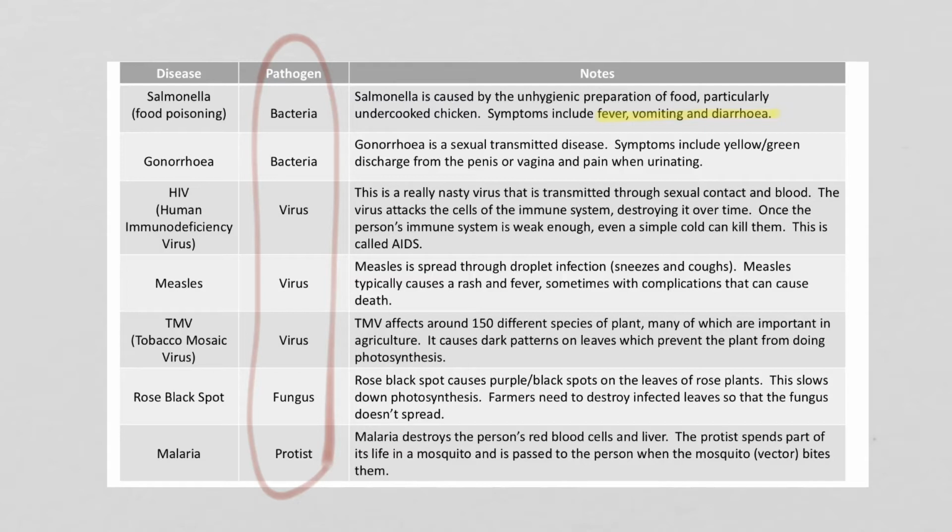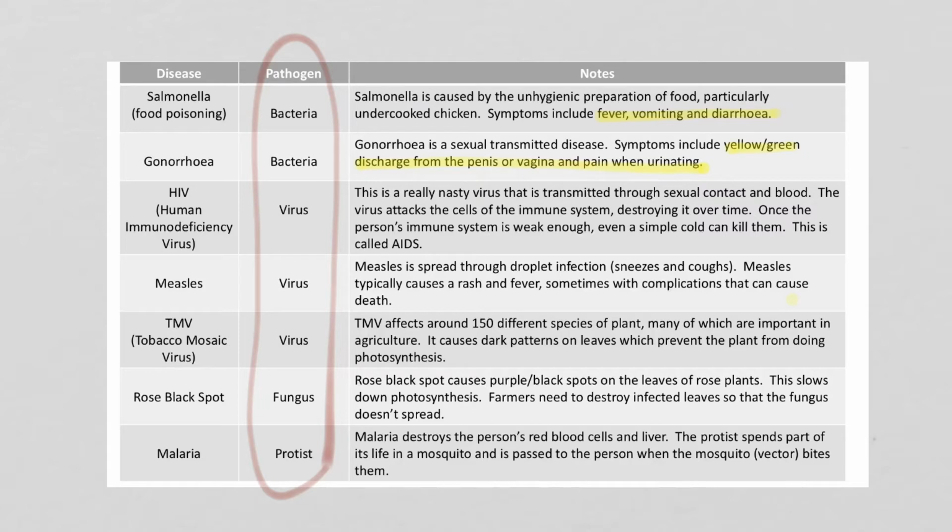Gonorrhea is another bacterial disease. This one is a sexually transmitted disease, and symptoms include yellow or green discharge from the penis or vagina and pain when urinating. If you have pain when urinating or a yellow or green discharge from your penis or vagina, you should see your doctor, and they will probably prescribe antibiotics to kill the bacteria that is causing the disease.